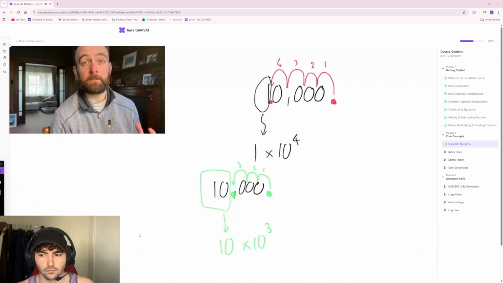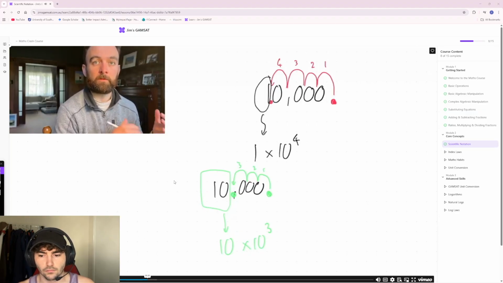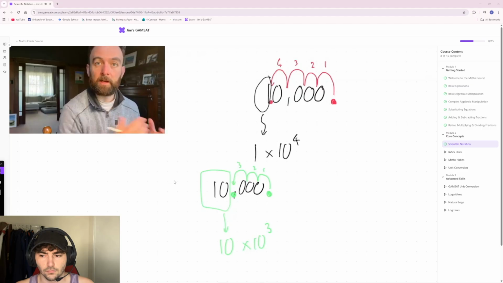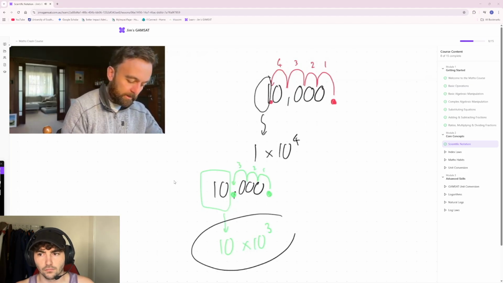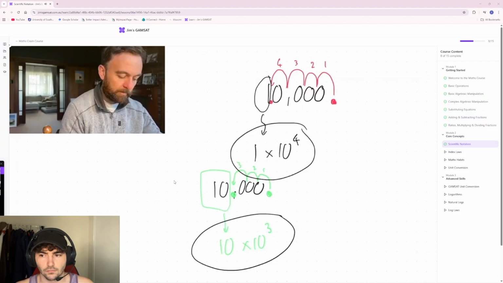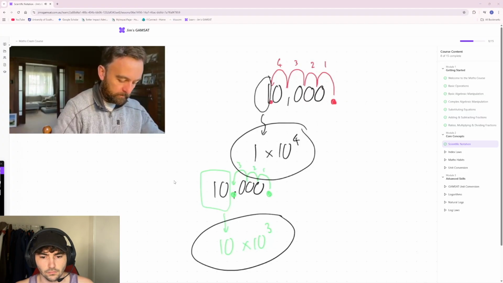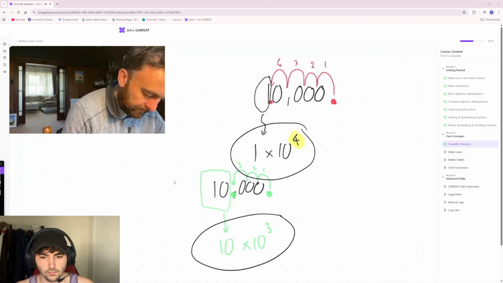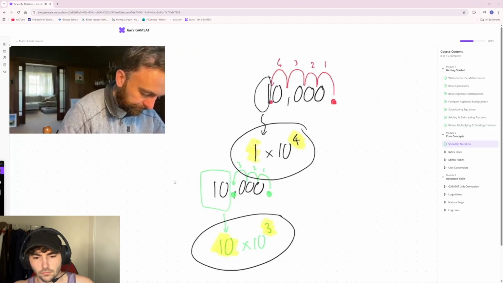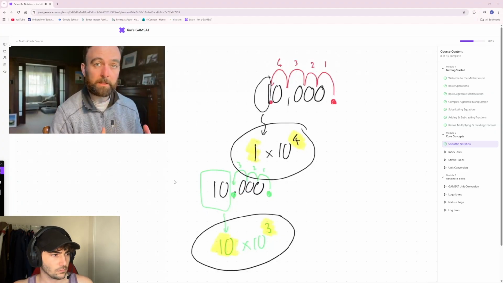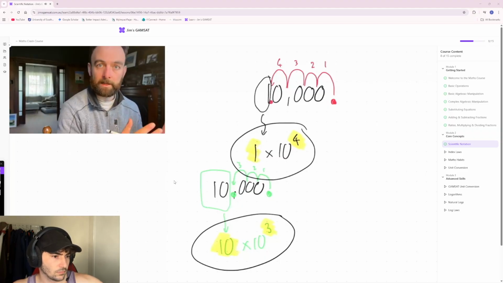But remember, with scientific notation, all we're doing is representing the same number a different way. So this number is exactly the same as this number. If we highlight the differences, we've got a 4 versus a 3 here and a 1 versus a 10. So as I said, the effect of multiplying by 10 is just adding a 0.